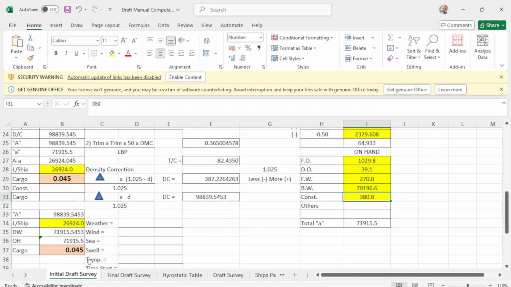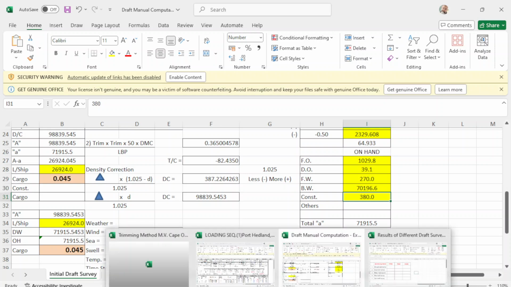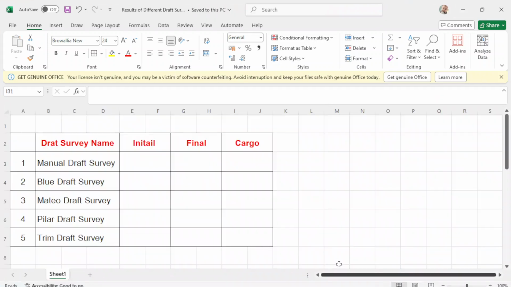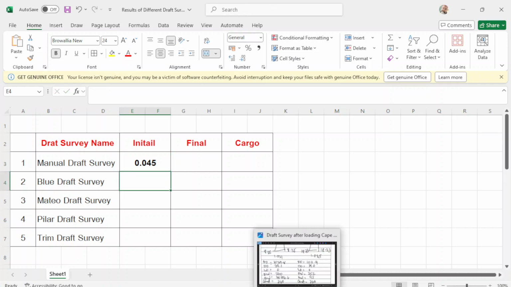So with this figure, I made a table. I want to put it here. So that draft survey, I call it a manual draft survey. So we will put the initial cargo of 0.45. Is that correct? Let me check again.